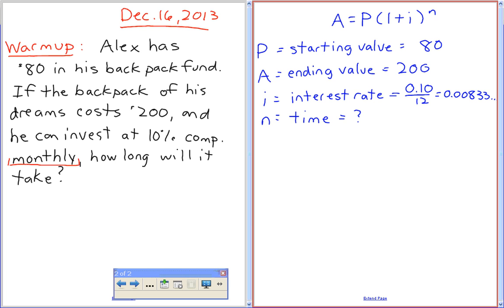Questions on where the numbers come from? 80, you're starting with $80. That's your P. You're ending with 200. That's going to be your A. Your interest is 0.10, and you're dividing by 12 because it's monthly. That's going to be your decimal. All right, Jake, you're up.